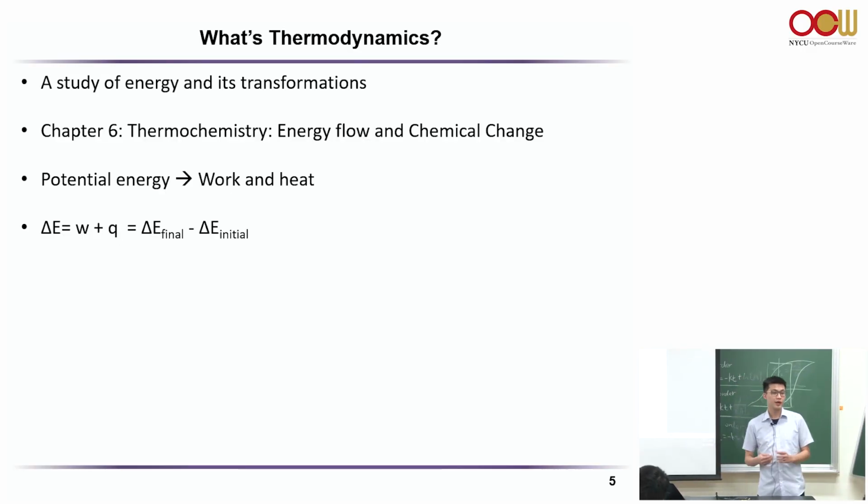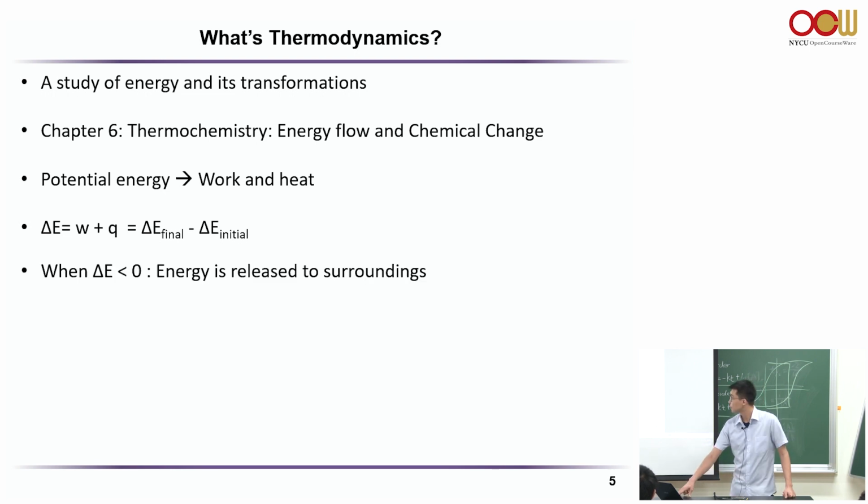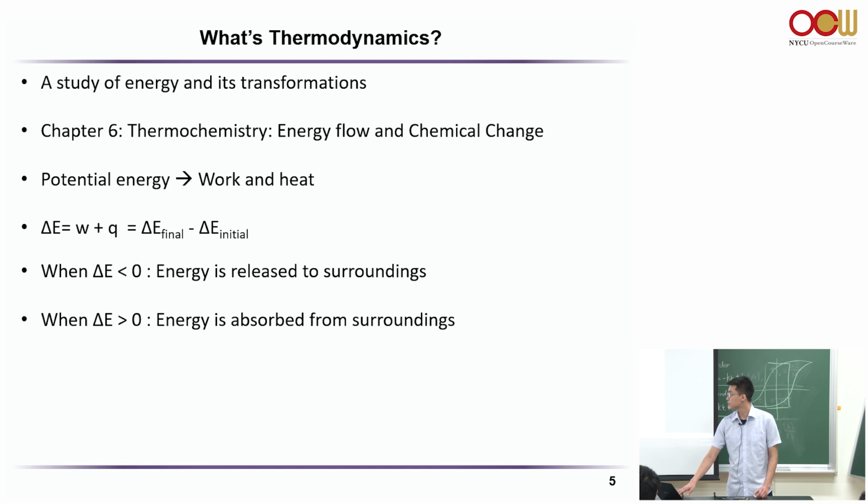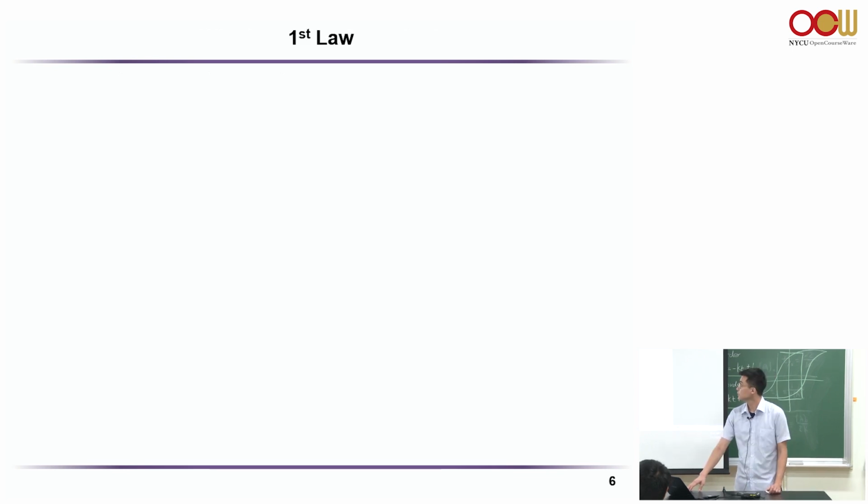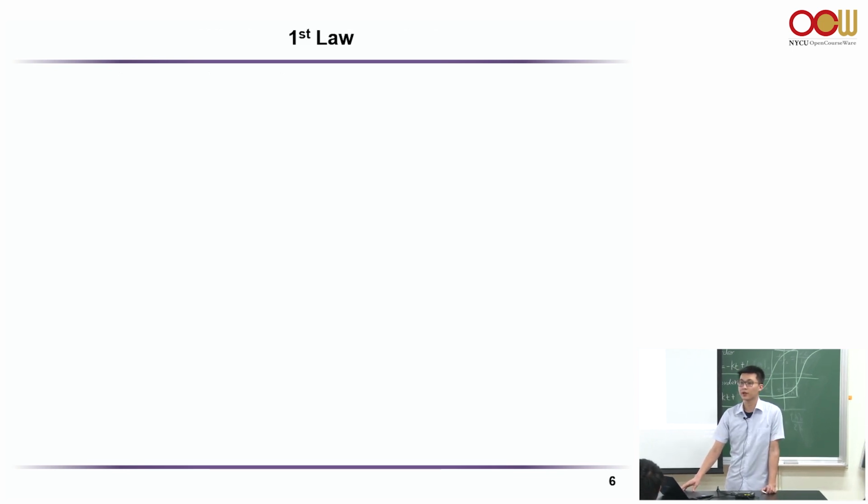Okay? So again, the most important concept is that when you do these calculations, you always do final minus initial. You've probably already seen that in many calculations. So when we're considering a system, when delta E is less than 0, that means you're releasing energy to the surroundings. Same for delta E larger than 0, that means you're absorbing heat from the surroundings. Okay, so let's look at the first law of thermodynamics.